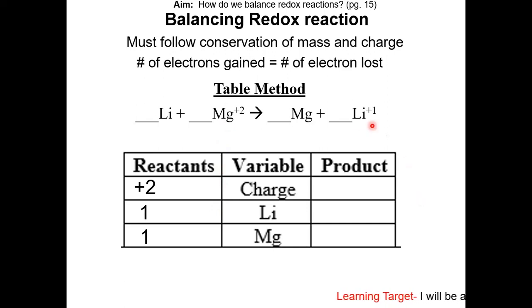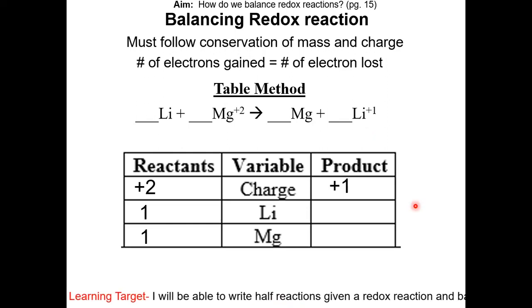For the product side, the charge of magnesium is 0 and the charge of lithium is positive 1. So the total charge on the product side is positive 1. There is also 1 lithium and 1 magnesium. Notice that the conservation of mass is observed, but the conservation of charge is not.